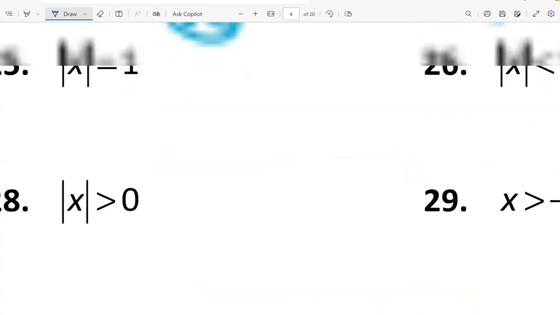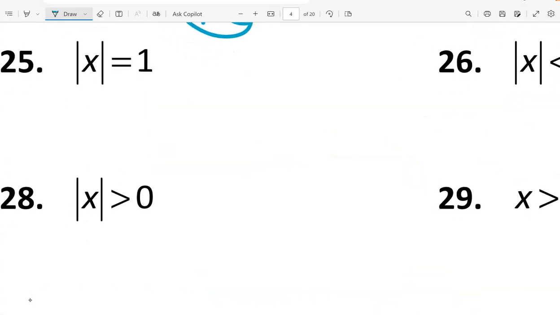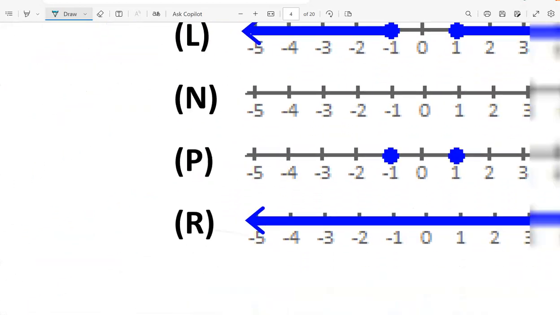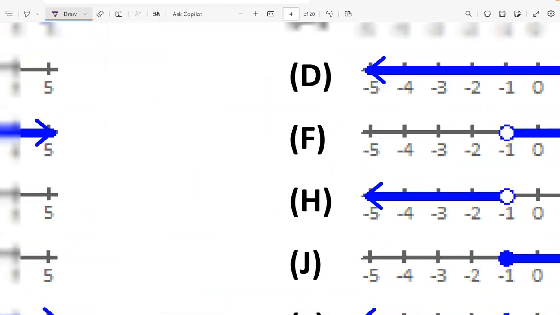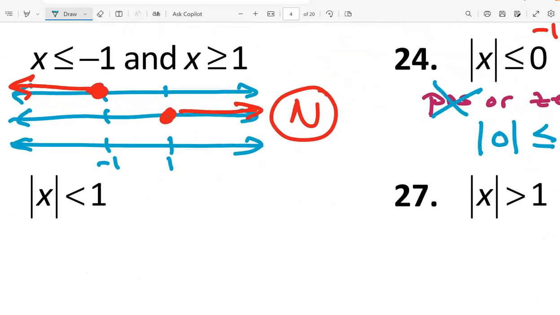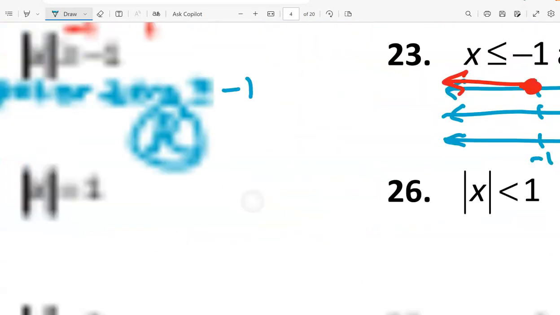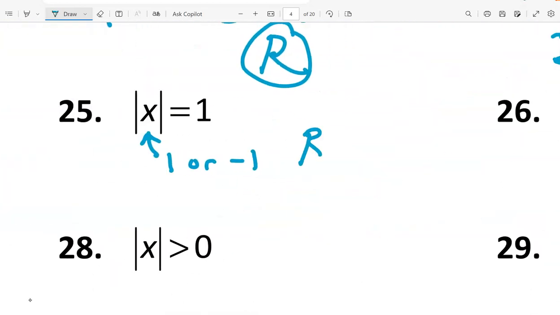For number 25, the absolute value of x is equal to 1. The numbers that make this true are 1 or -1. So we're looking for 2 single points on the number line, 1 or -1. That would be choice P. Where am I? In here somewhere. There we go, choice P.